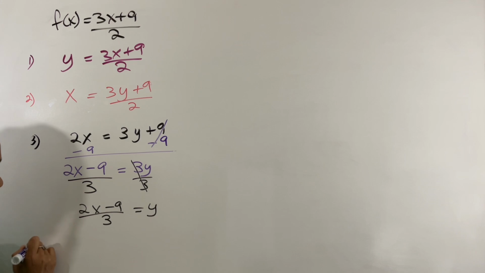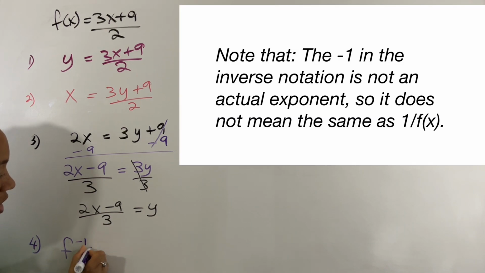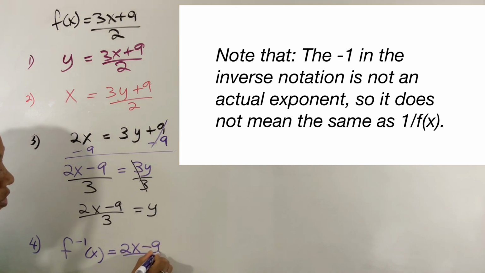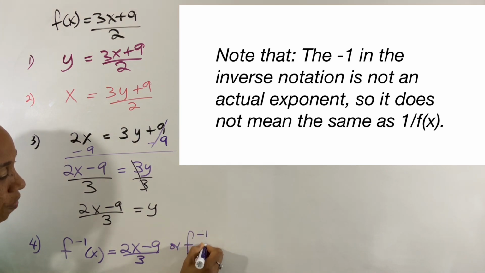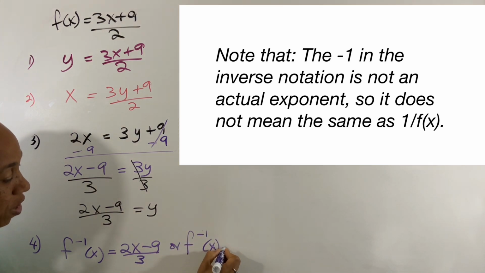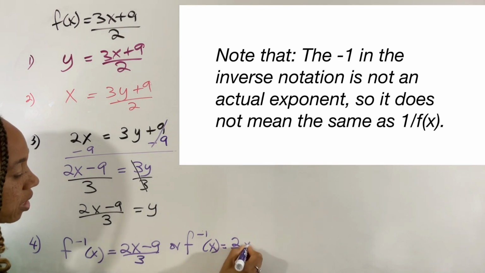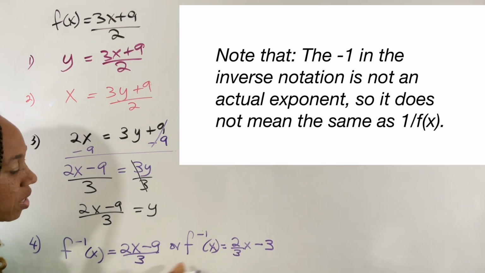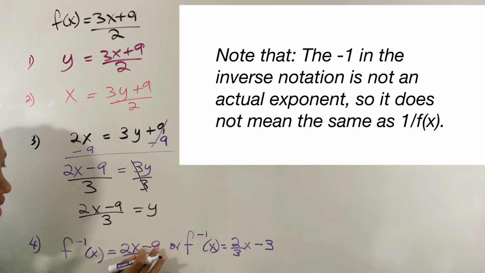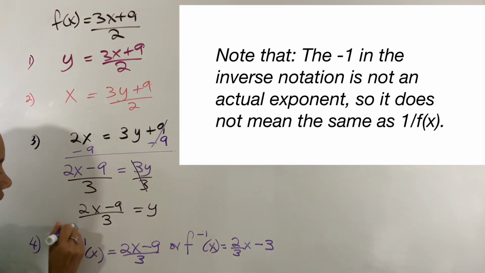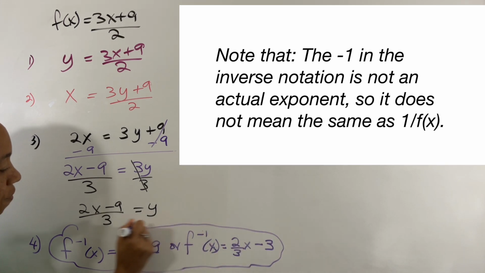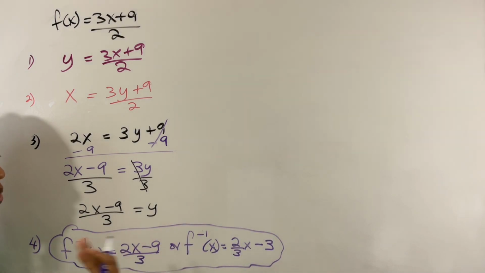And the fourth step is that we are going to replace the y with the function notation for inverse, which is f to the negative 1 power x equal 2x minus 9 over 3. Now you can also write this as f to the negative 1 of x equal 2/3 x minus 3, because you're dividing each part and you separate it. And this could be your answer. Either one of these could be your answer. You can choose which one you like.